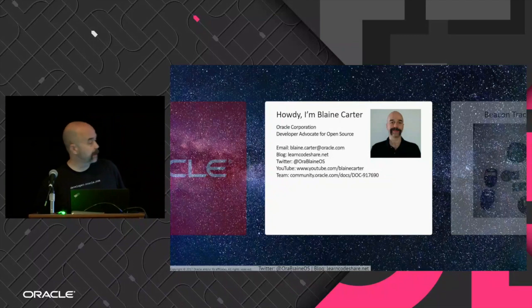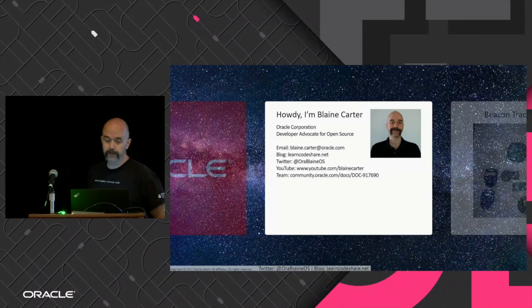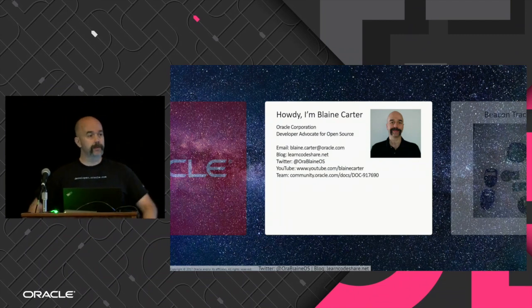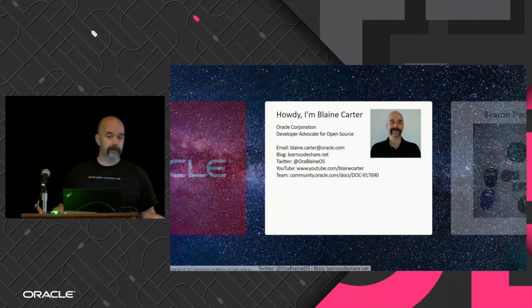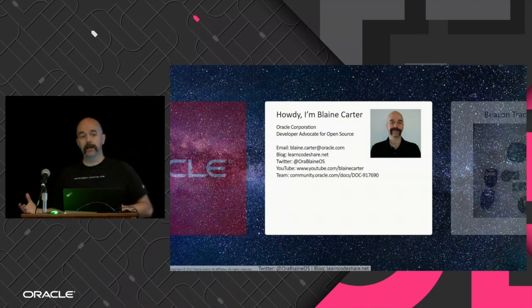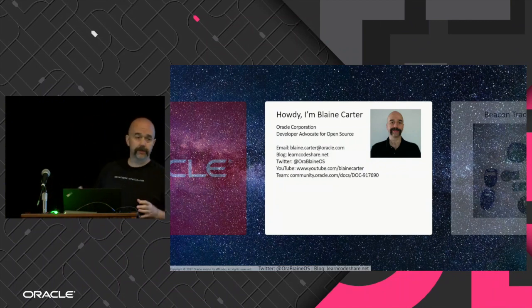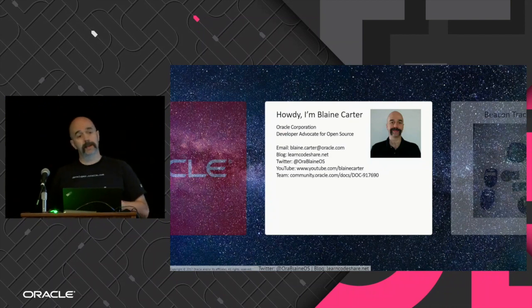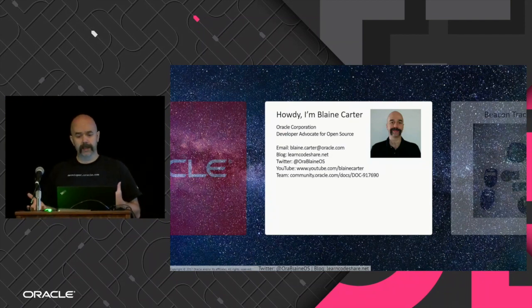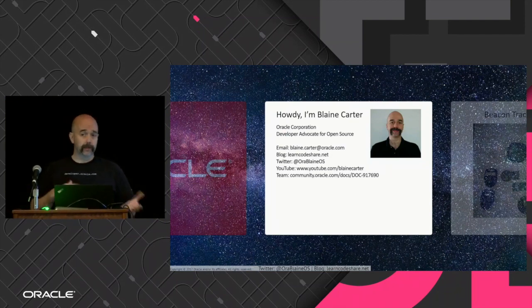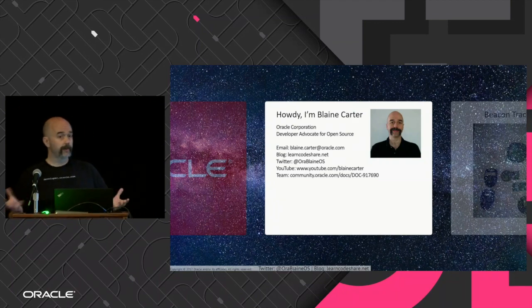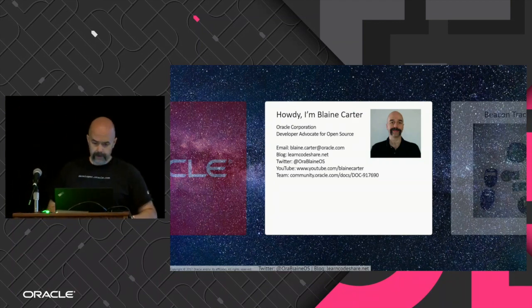My name's Blaine Carter. I'm Oracle's developer advocate for open source. What that means is I work at the intersection between open source and the Oracle database. On the one hand, I try to find open source projects that are useful for database developers. On the other hand, if there's an open source project that might need a little bit of help with database development, I can help with whatever they need there.